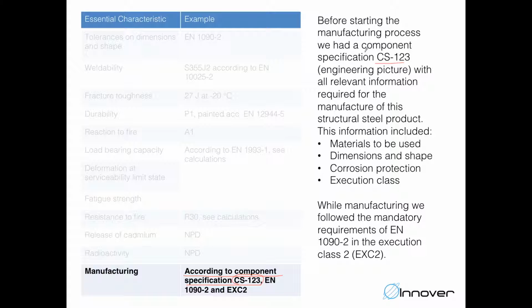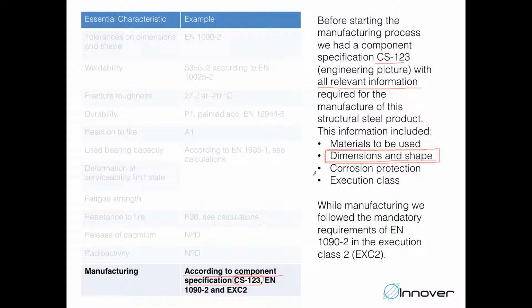So before we started to manufacture this product, we had a component specification that had all relevant information that was required for the manufacture of this structural steel product. And this information included at least materials to be used, so what kind of mechanical fastenings and what kind of structural steel we must use and so on. It also included dimensions and shape, so like this side must be 1 meter, height must be 5 meters and so on. And usually we also recommend that the tolerances are defined here. So the height must be 5 meters plus minus 2 millimeters or whatever.